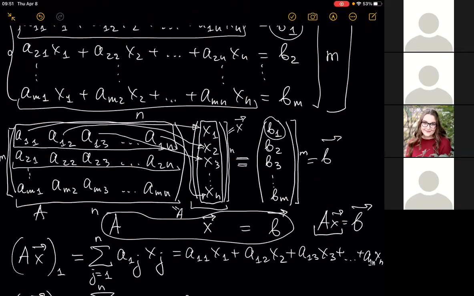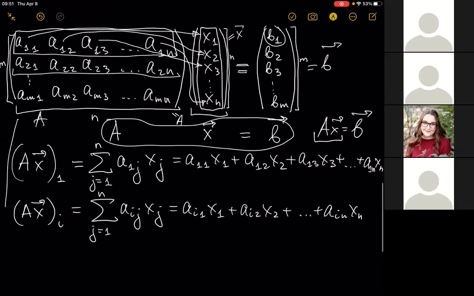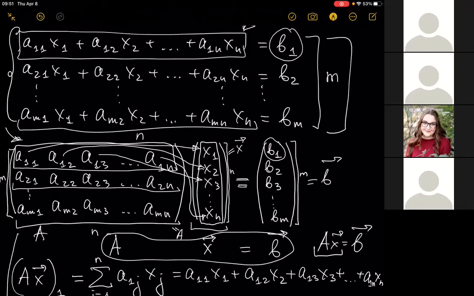Now, first of all, how can I write the column vector? This matrix is M by N. So pay attention, this is an agreement. If you look at this notation here, the first index is the row index, the second index is the column index, the column number. So for example, element A23: 2 means it's the second row, 3 means the third column, right? Any questions?